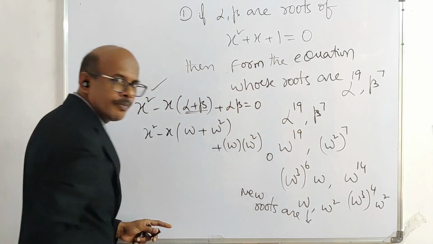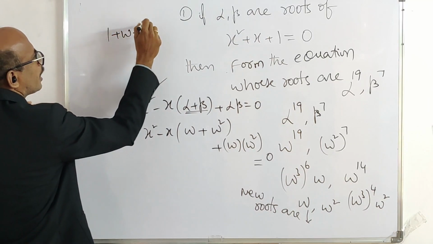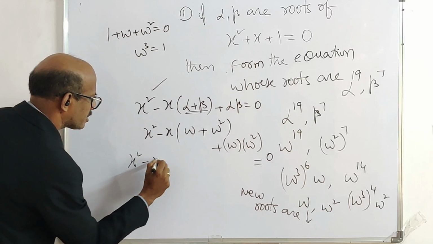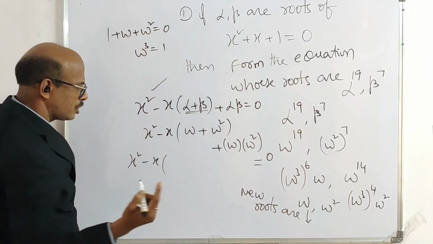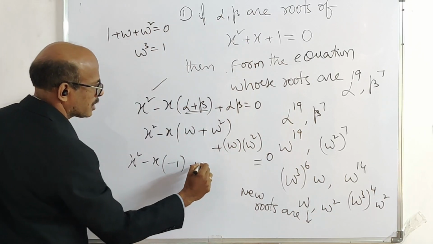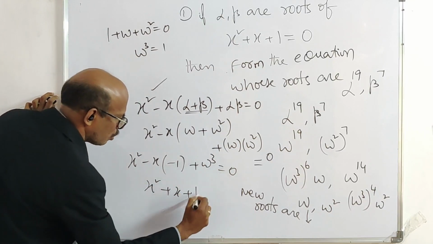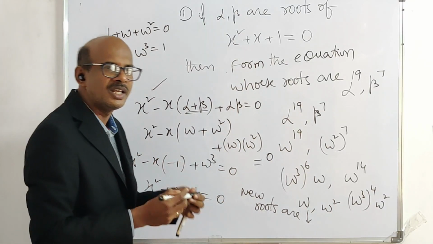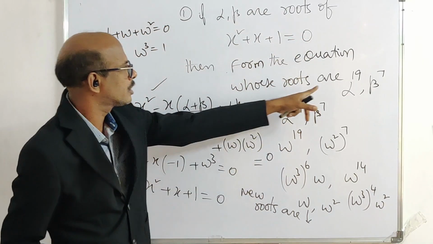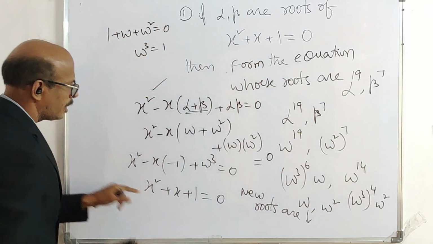By knowing the standard results 1 plus omega plus omega square equals 0 and omega cube equals 1: x square minus x times (omega plus omega square), which becomes minus 1, plus omega cube, which is 1. So x square plus x plus 1. The new equation with the transformed roots alpha power 19, beta power 7 is the same as the equation given in the question.